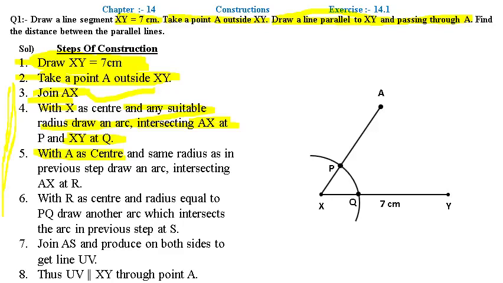I said here with A as center and same radius. That means the radius that you chose in the previous step, you cannot change it now. You have to keep the radius the same. So I have written over here same radius as in previous step. So you will take your compass and keep its radius exactly the same as in the previous step. You have to keep it unchanged.